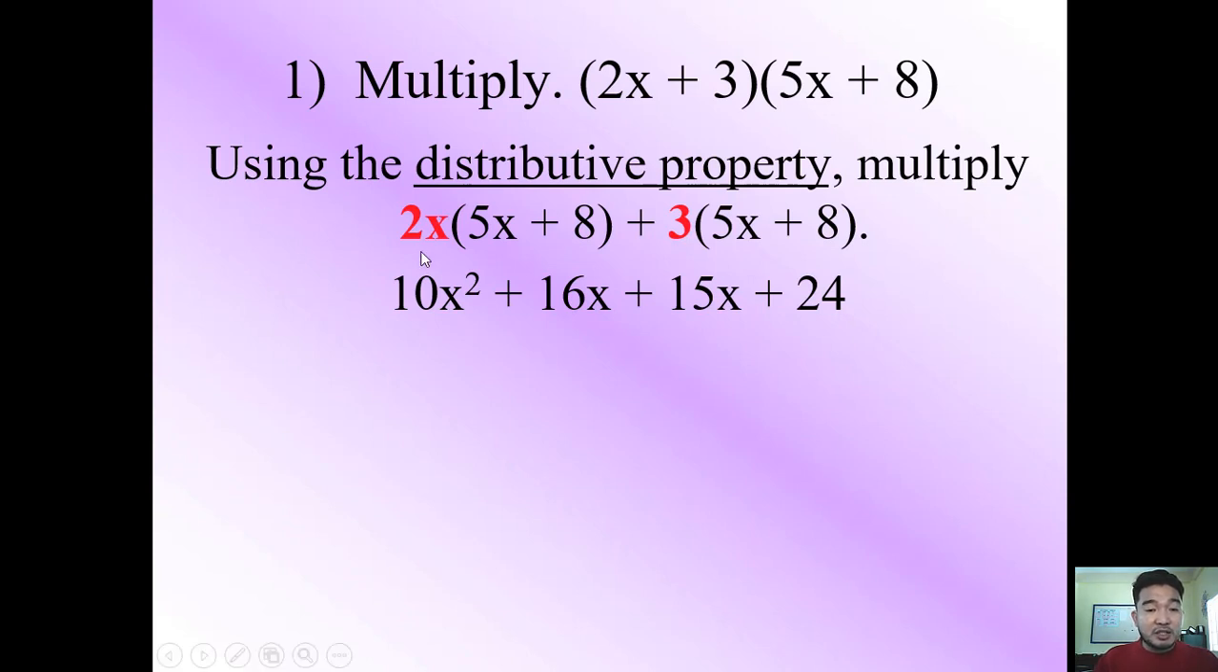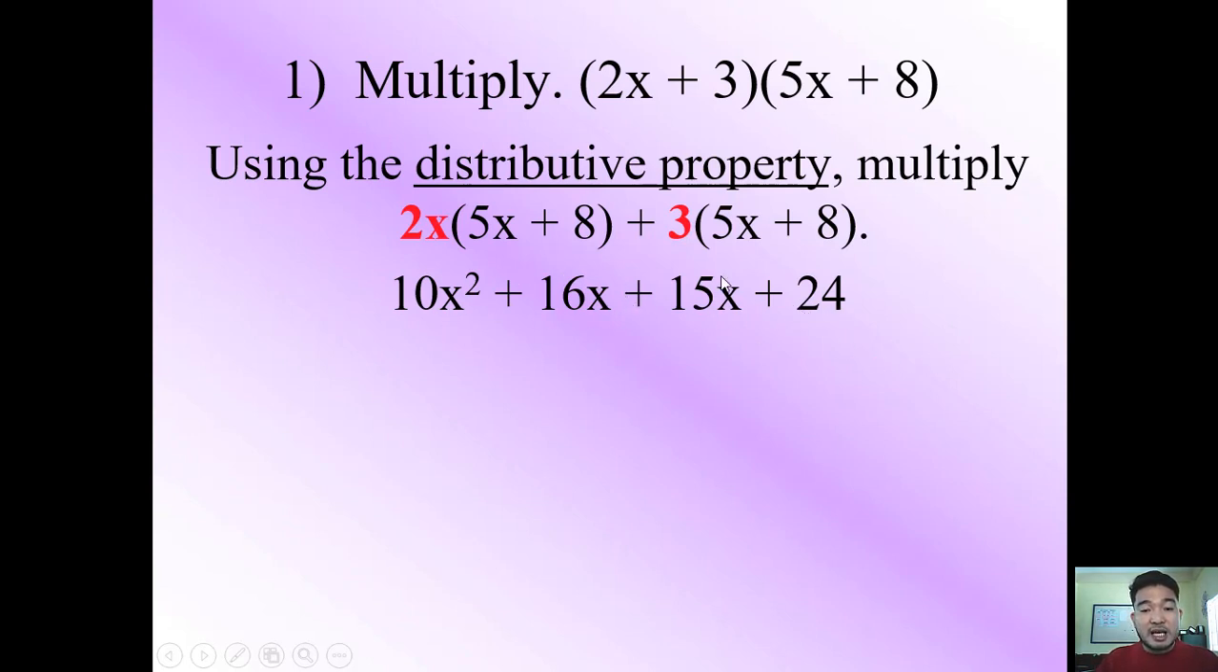Kung mapapansin nyo, itong 2x times 5x, that's 2 times 5, 10. Then x times x is x squared because this is x raised to 1 and this is also x raised to 1, and when we multiply variables, we add the exponent. So 2x times 5x is 10x squared. And as you can see, this is now our product.